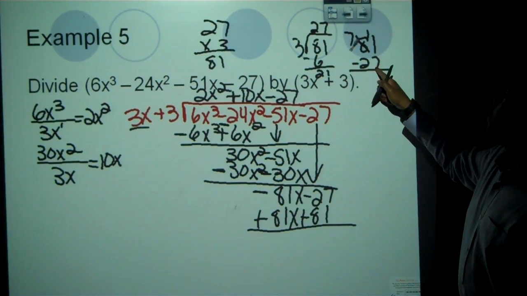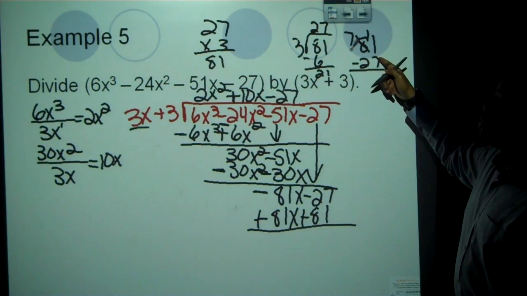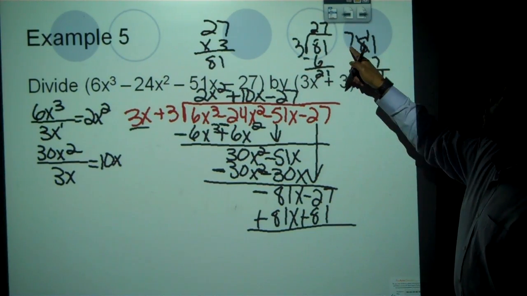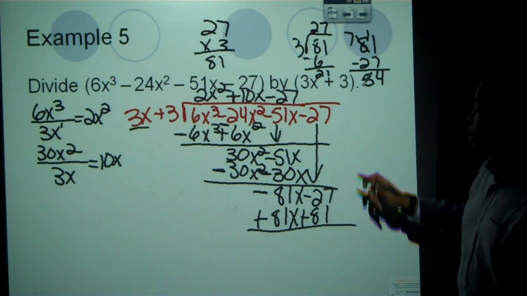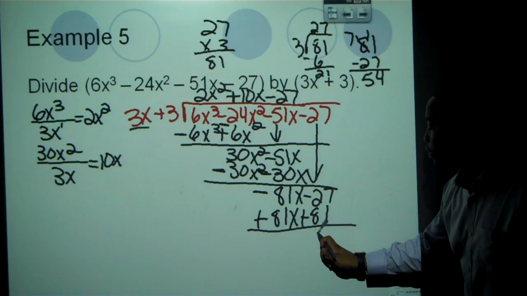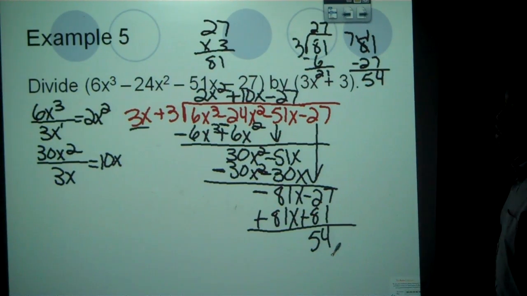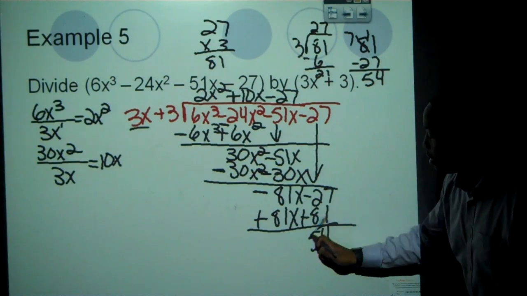81 minus 27 is going to give me 11 minus 3, 11 minus 7 is going to give me 4, 7 minus 2 will give me 54. So I'll have a positive 54. Alright? So this is my remainder.